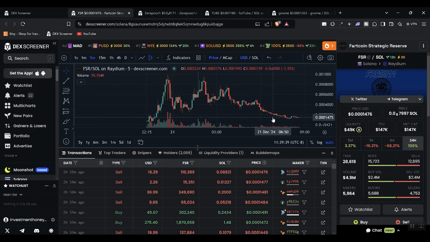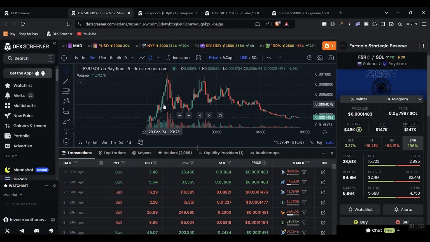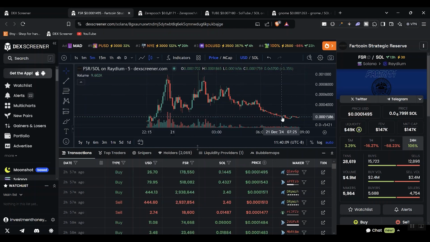And then this one, this is Fartcoin Strategic Reserve. So this is interesting because yesterday I saw this one actually on Pump Fun, and it didn't look like it was going to do much. It's curious that this one actually hit Raydium, because I didn't think it was going to. And then obviously a bunch of retracement. It hit some highs a couple of times here and here before it really just started to fall off.